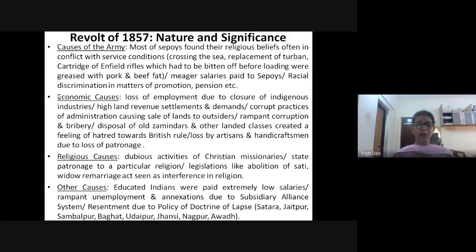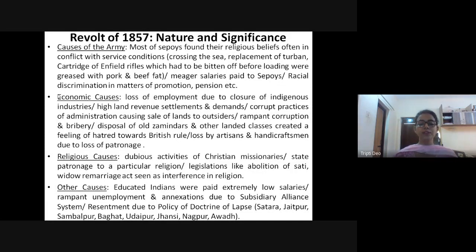Now let's look at broadly what were the causes of this revolt. Most of the sepoys found their religious beliefs often in conflict with service conditions, like crossing the sea, replacement of turban, and cartridges of Enfield rifles, which had to be bitten off before loading and were greased with pork and beef fat. So one of the major categories of Indians completely angered by the way Britishers treated them were the army men, the sepoys, the soldiers of India.